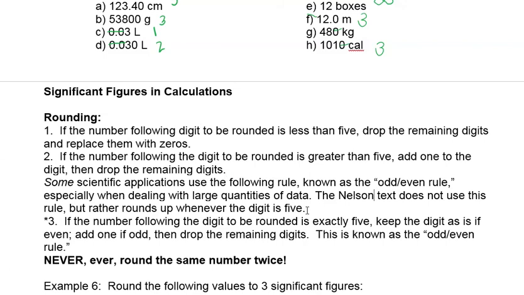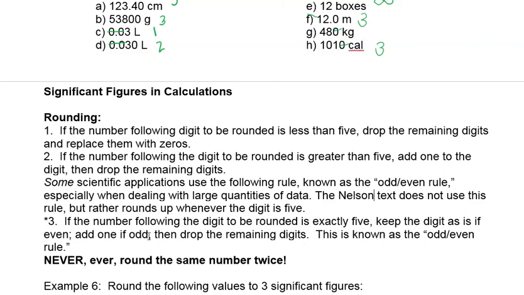And sometimes you will see when it's exactly 5, there's another rule. So some texts use, say, 5 and more, and some have this special rule for exactly 5. So for exactly 5, if it's even, we keep the digit as is, and if it's odd, we go up, and it's known as the even-odd rule.